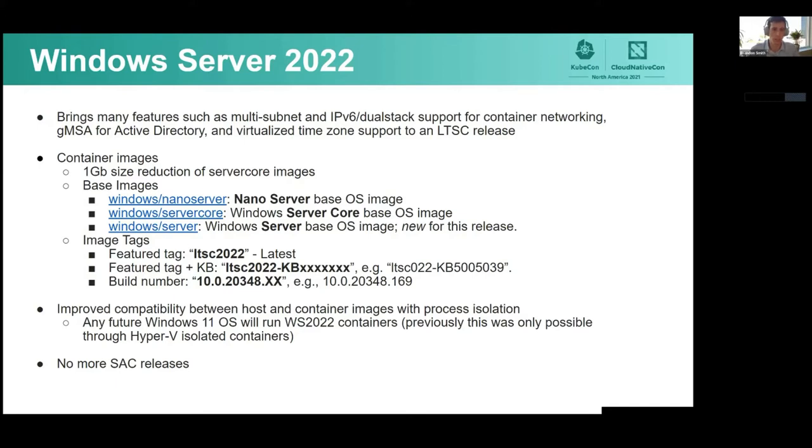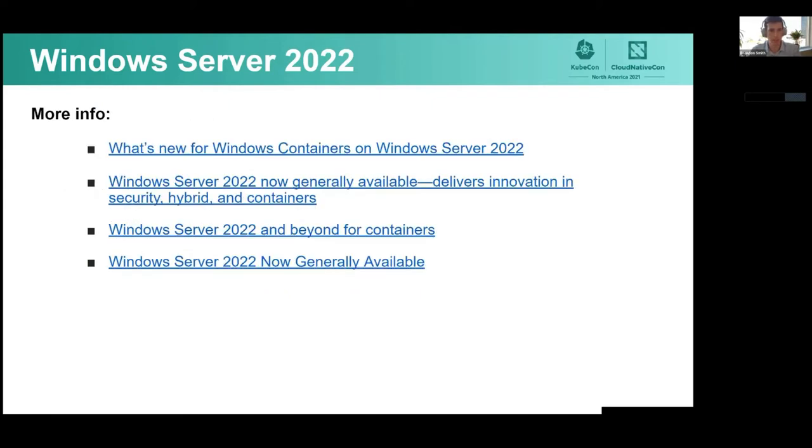And alongside this, we are deprecating SAC releases. This is supplemented by the host and container image compatibility that I just mentioned. So your Windows Server 2022 container image will be able to run anywhere going forward and won't depend on an updated host. So I'm going to hand it off now.